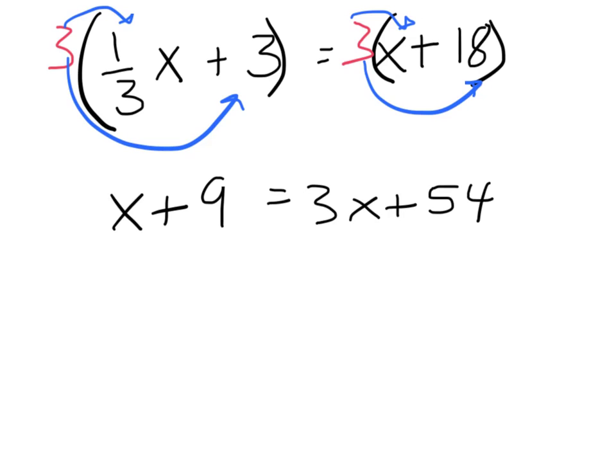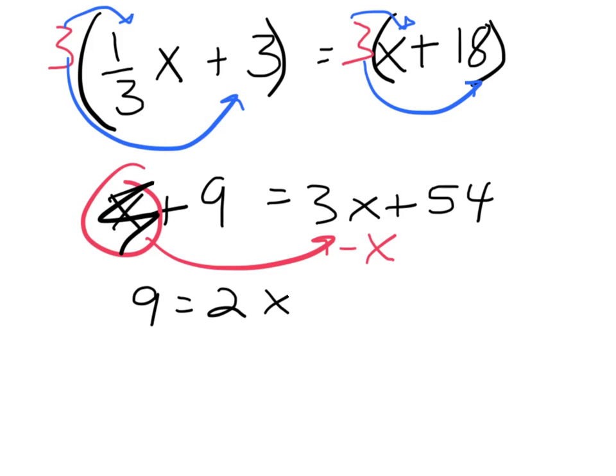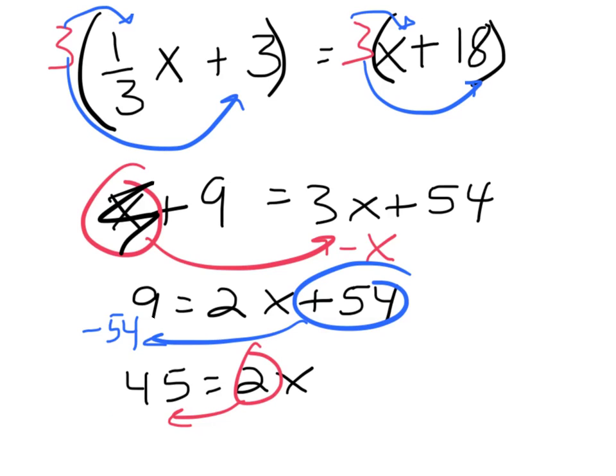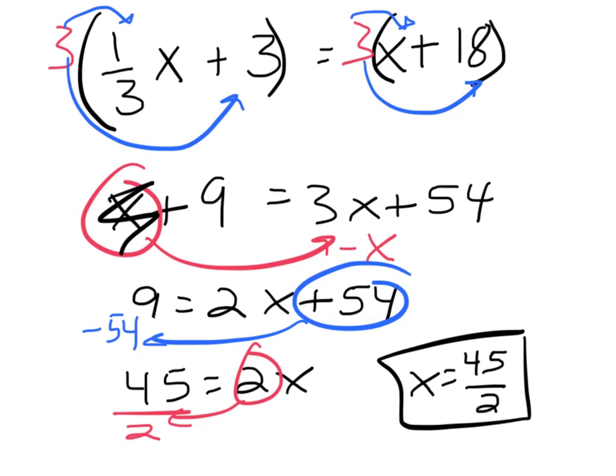Now the problem might be easier to solve. I'm going to take my x to the other side because it's smaller than 3x, leaving me with 9 equals 2x plus 54. I'm going to take plus 54 to the other side so I can get x alone. It's going to become a minus 54. 9 minus 54 is negative 45, so negative 45 equals 2x. Take my times 2 to the other side, it becomes divide by 2, and I get x equals negative 45 divided by 2. And that's the answer.